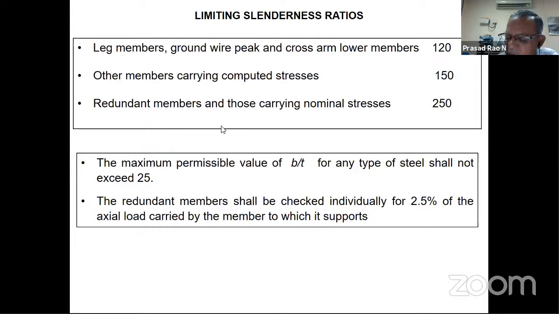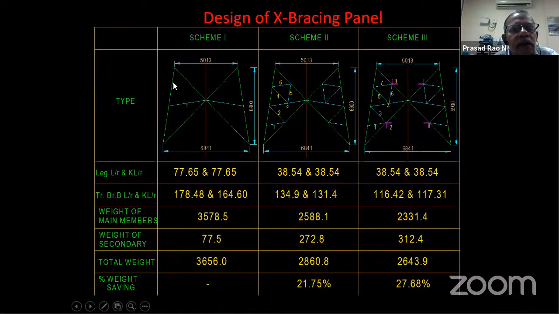So what is the effect of secondary bracings on a panel? Let us see an X-braced panel. This leg member is divided into two parts, in this plane and the other plane, both the planes are divided into two portions. Then your weight will be around 3.6 tons. Suppose I have a secondary bracing. I am preventing in-plane buckling by putting a secondary bracing. And in that case, the total weight of the panel becomes 2860.